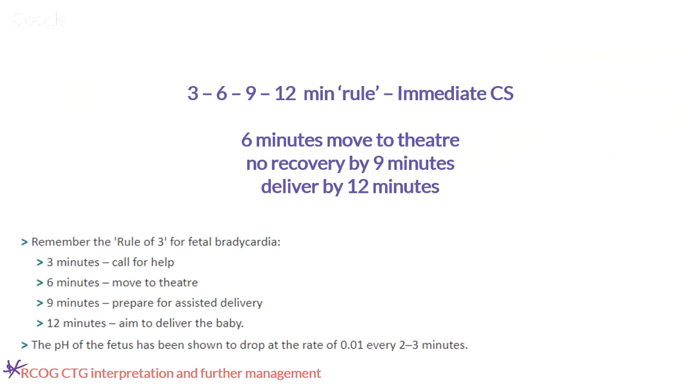And the rule of threes is a really good way to help you out in OSCEs, okay? So if the baby has bradycardia for more than 3 minutes, call for help. 6 minutes, move to theater. 9 minutes, prepare for an assisted delivery, and then aim to deliver the baby.